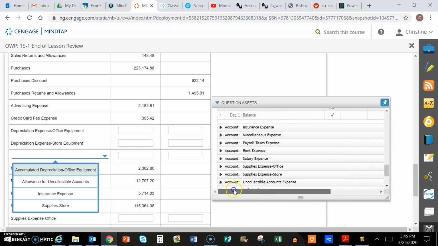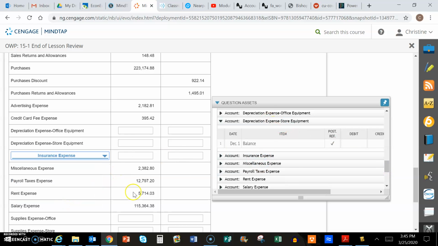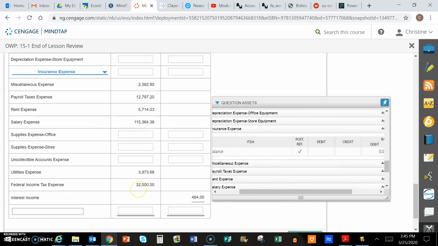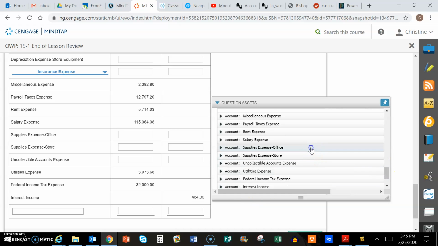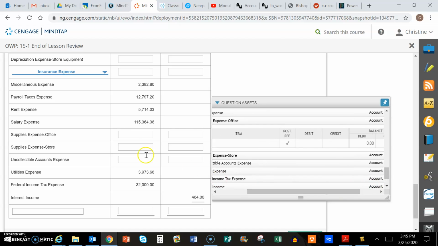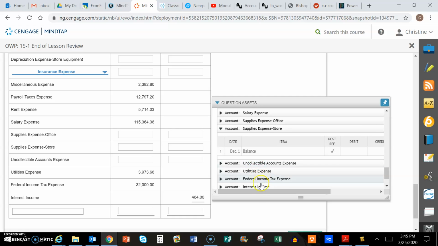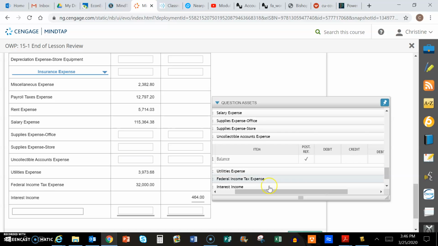This one is going to be after your depreciation. We have insurance expense. Let's see what the balance is there. Nothing. And let's check supplies expense. We're going to do adjustments for all these, so at this point they should have a zero balance. But just so you can see, zero balance. Uncollectible accounts expense, zero balance.